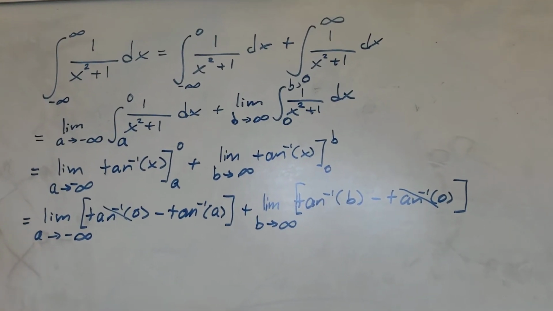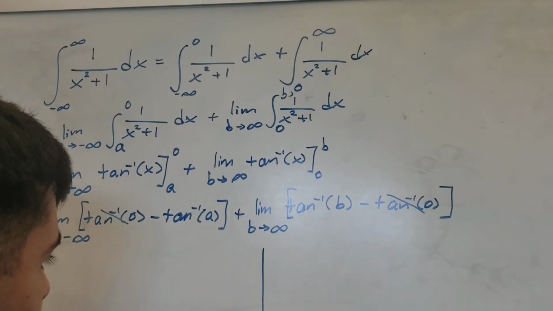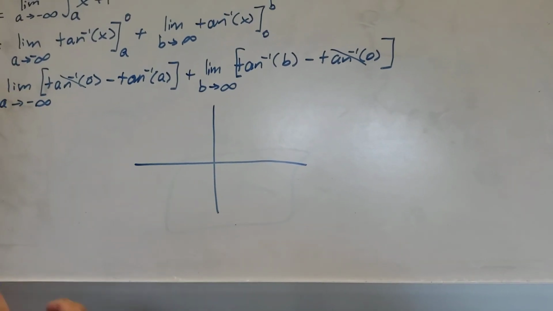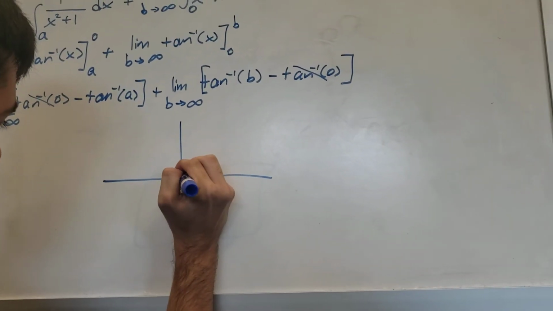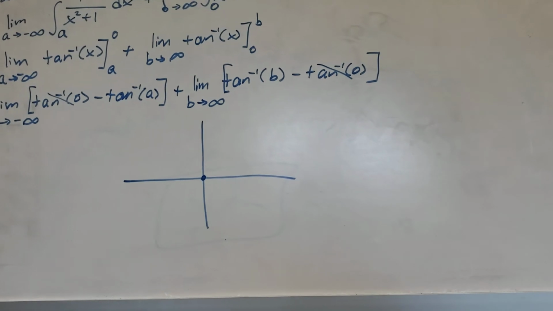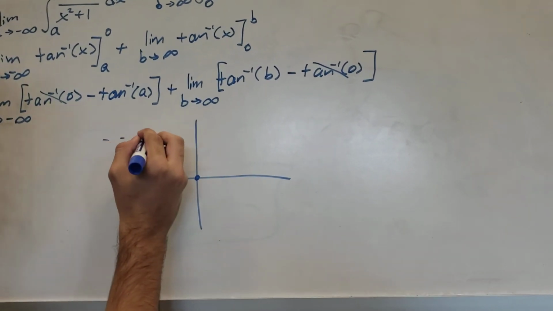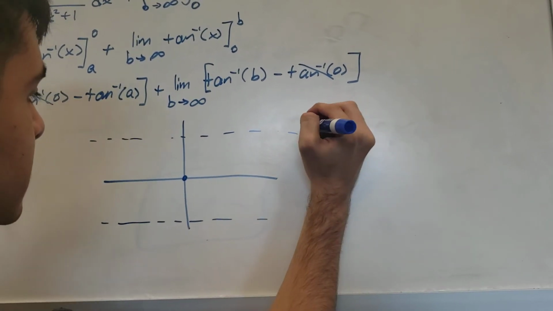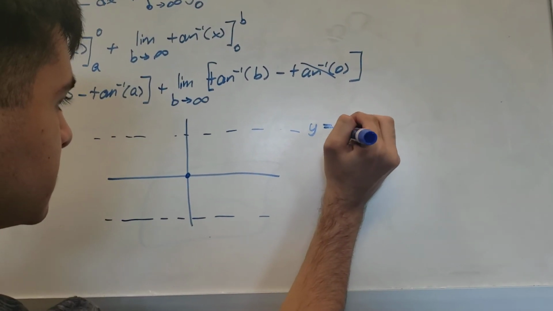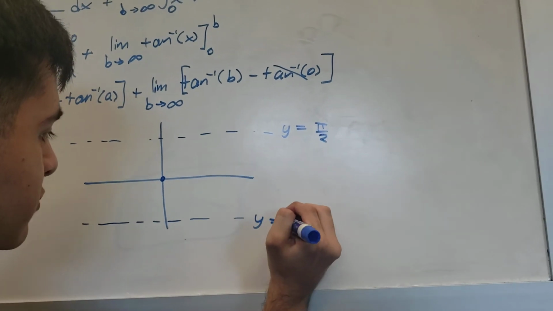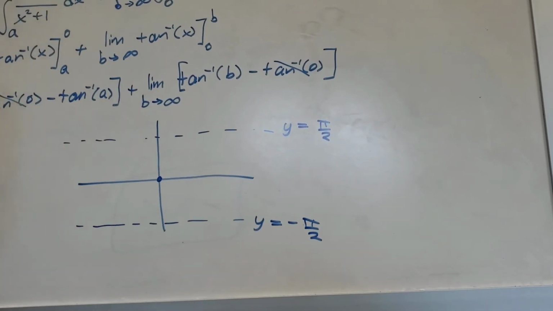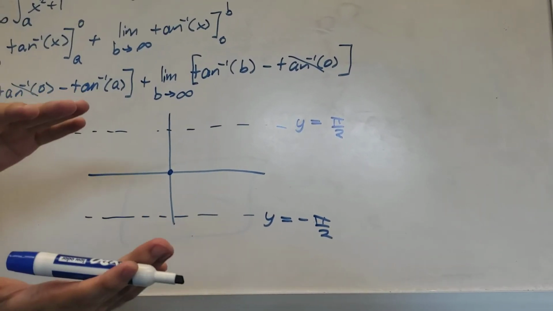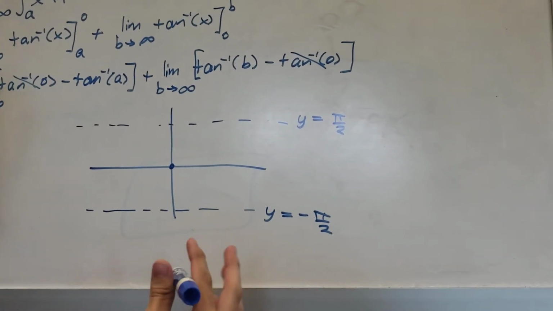What would that be? Well, if you remember the inverse tangent of x graph, we know that the inverse tangent of 0 is 0, so we have our little point there. But then we have these horizontal asymptotes. We have two of them. This one is y equals pi over 2, and this one down here is y equals negative pi over 2. So basically how it works is that you take the tangent graph and flip it over on its side. That's the inverse tangent graph. That's what it looks like.